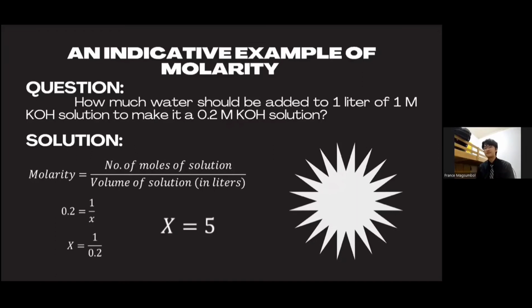Now we know that 0.2 equals 1 over x, then we will rearrange the formula, so it becomes x is equal to 1 over 0.2. Then we divide to get the answer, 5. So an extra 4 liters of water should be added to 1 liter of 1 molar potassium hydroxide to make it a 0.2 molar potassium hydroxide solution.